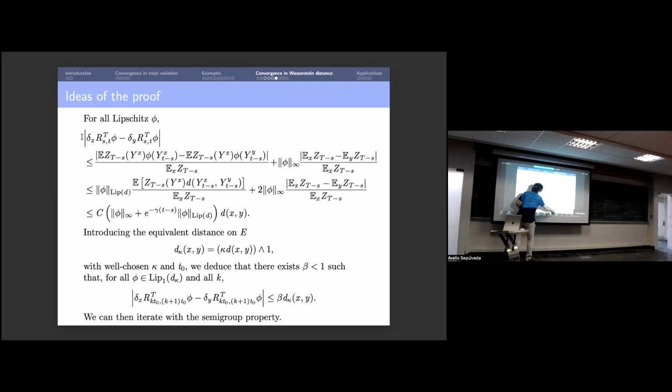So it simply says that if I make time steps of t0 in my nonlinear semigroup, then I have a constant beta less than 1. I reduce the distances by this constant beta less than 1. And then the idea is to use the semigroup property here to iterate this and get some estimates in Wasserstein distance. Okay, this is just a sketch of the proof, right?